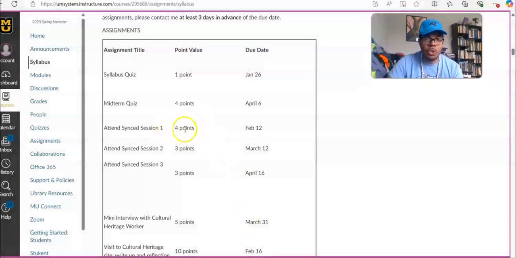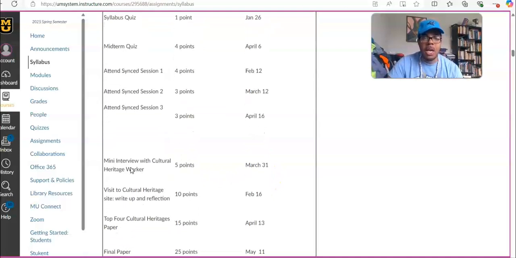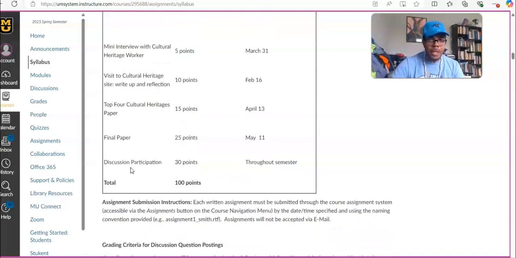Attending sync sessions, you will get 4 points for attending the February 12th sync session with Cassie, 3 points for attending your March 12th sync session with Stuart Hines, and on April 16th, 3 points for attending the Josh Shepard presentation. And again, like I said, I will go into and break down these assignments a little more later, but now we're just going through due dates.